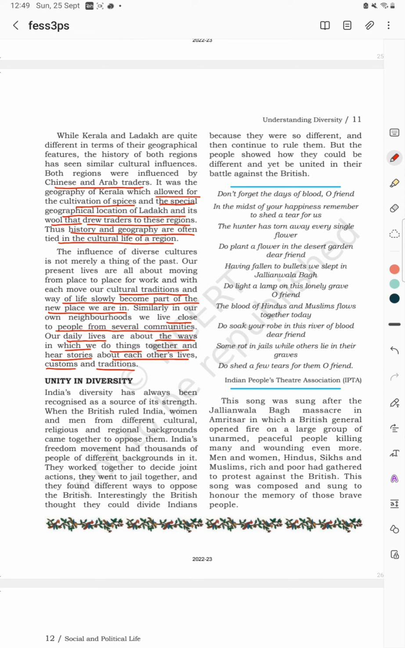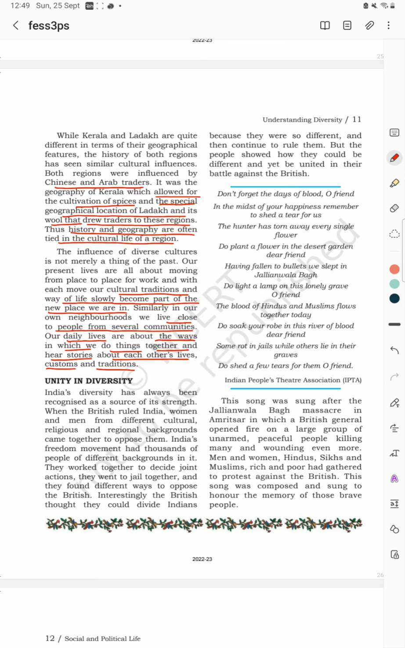Now, unity in diversity. As we have seen earlier, India is a diverse country. Now can we say we have unity despite being so diverse? In this topic we will try to see how we have unity in diversity.